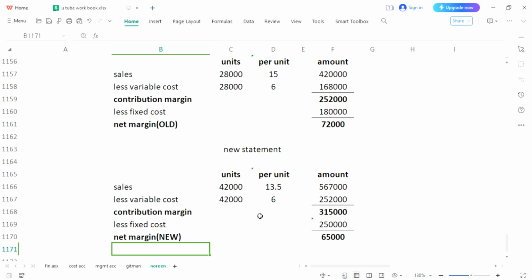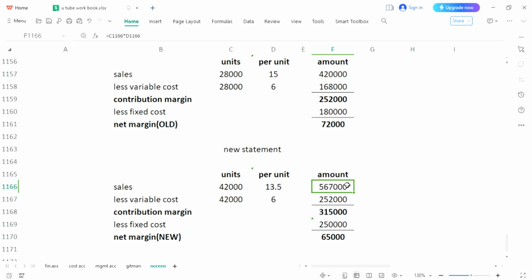Changes we have made is this. Look, original sale price was 15 and you have decreased your sale price to 13.5. Obviously, the purpose of decreasing the per unit sale price is to increase the volume of sales, which has been increased. Initially you were selling 28,000 units and after change you were selling 42,000. You were selling for 4,42,000 originally, but after decreasing sale price your sale has increased up to 5,67,000.